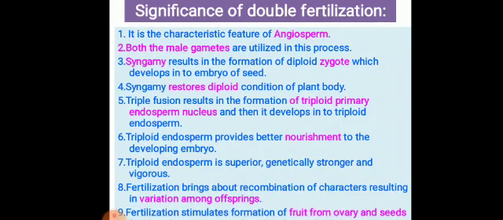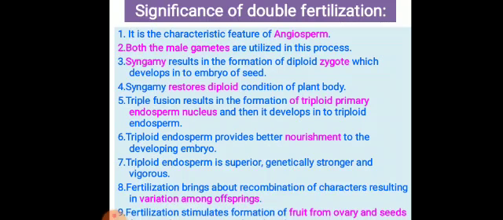Some significance of double fertilization. Double fertilization is a characteristic feature of angiosperms. Both male gametes are utilized in this process, and syngamy results in the formation of a diploid zygote which develops into the embryo of the seed. Syngamy restores the diploid condition of the plant body, and triple fusion results in the formation of the triploid primary endosperm nucleus, which then develops into the triploid endosperm.